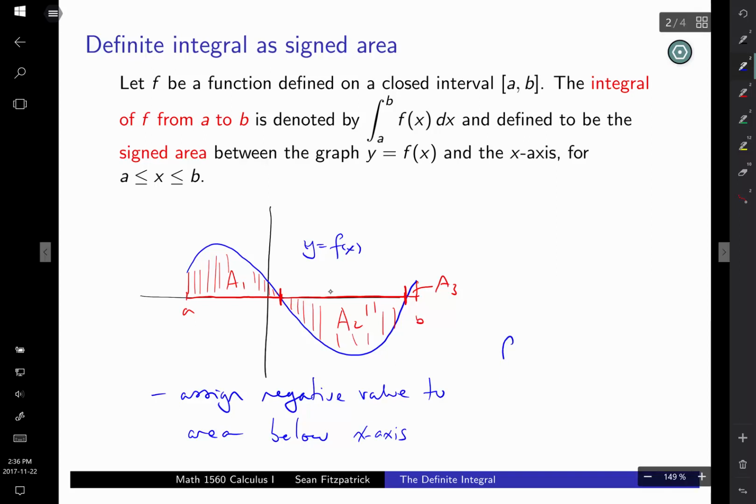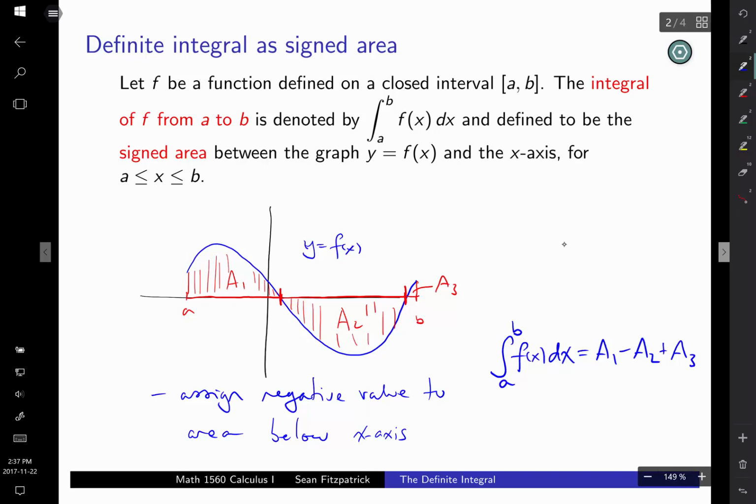okay, well, the integral is this total area, so the integral from a to b of f(x) dx, we'd say, well, that's area 1 minus area 2, because area 2 lies below the x-axis, plus area 3. So this is one way that you can think about the integral. You can think of it as this total signed area. But of course, that doesn't really help us with calculations, right?